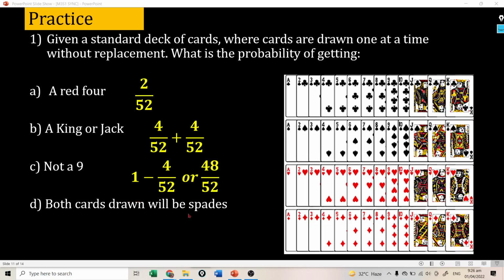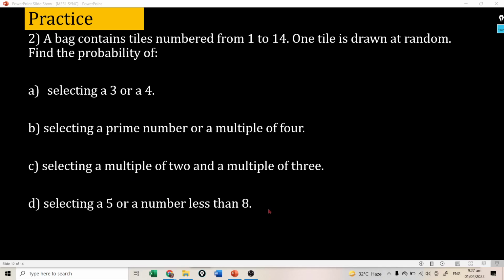Now, the probability that when you draw one without replacement, draw another, both will be spades. How many spades? 13, 13, 13. If you draw one spade on the first draw, that's a probability of 13 out of 52. What is the probability that you draw another spade? Granting that you already drew one spade in the first draw, that leaves you with 12 out of 51 cards. So, that will be 13 out of 52 times 12 out of 51. Easy. No problem.